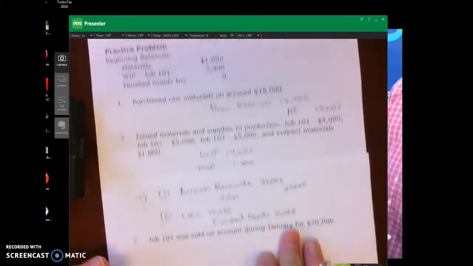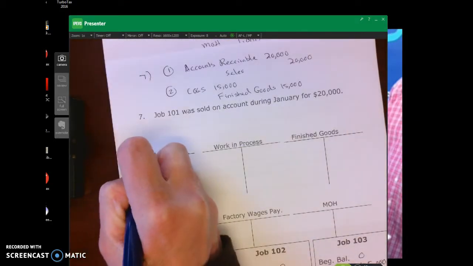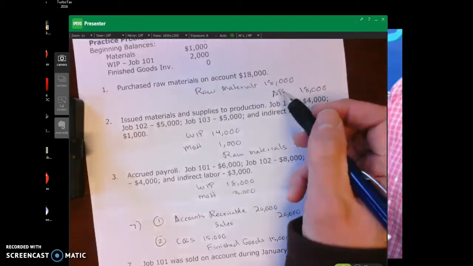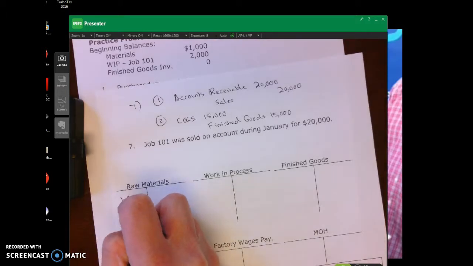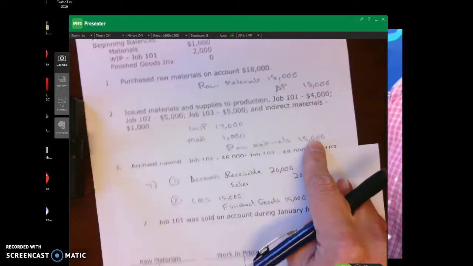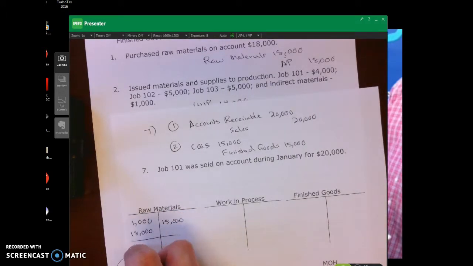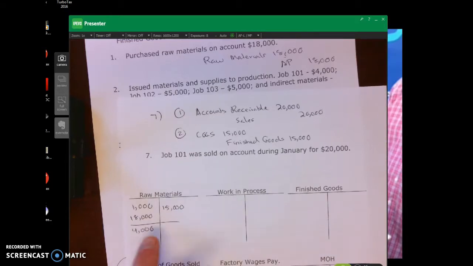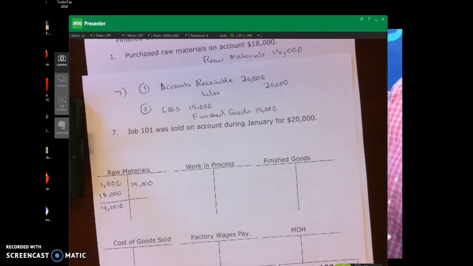So you look over here, it says we did have a beginning balance of $1,000 in our raw materials account. And then following through with our journal entries, we purchased another $18,000. And we credited raw materials for $15,000. Remember, $14,000 went to WIP, $1,000 went to overhead. We got $15,000 right over here, which means I have $4,000 of raw materials left over. This would show up on the balance sheet if this was the end of the accounting period.